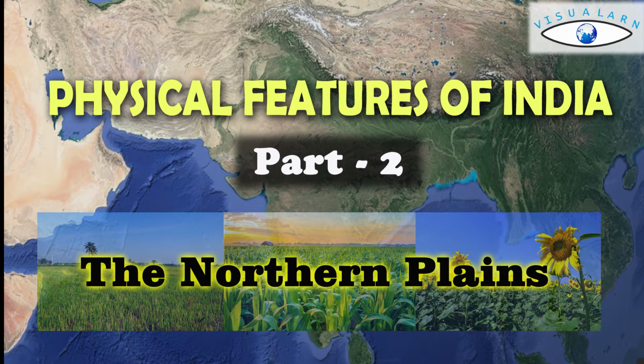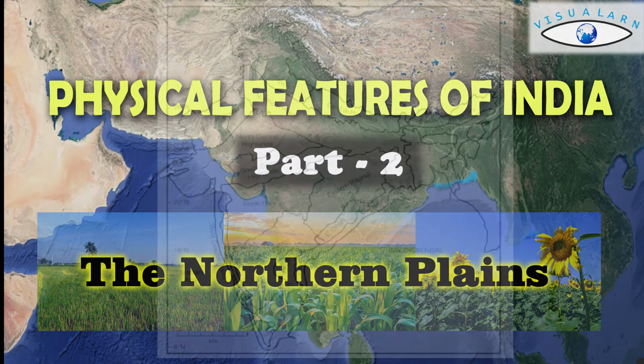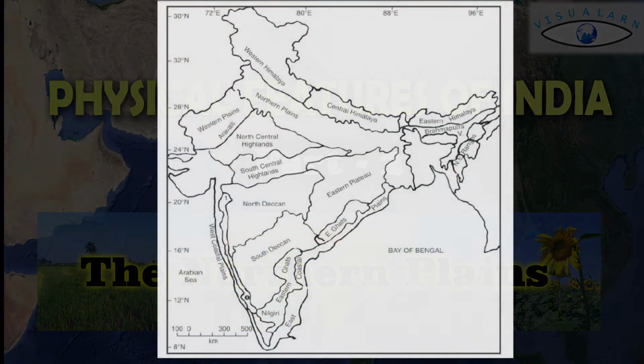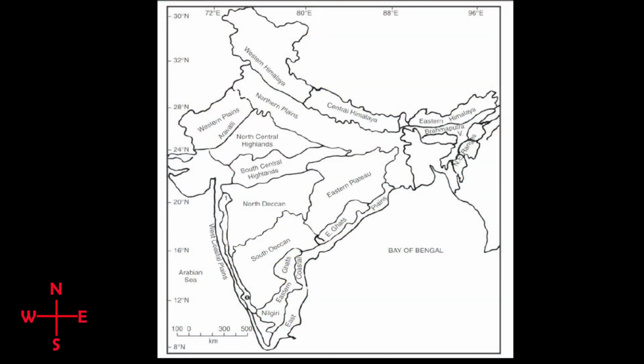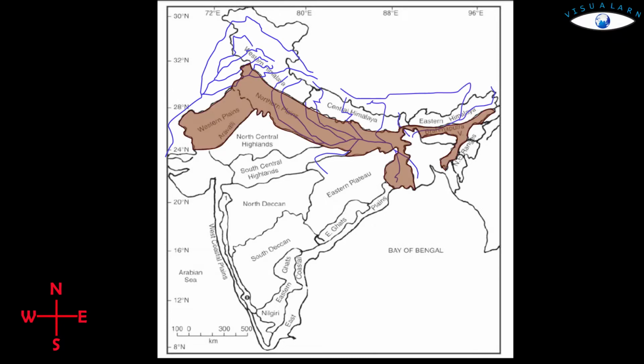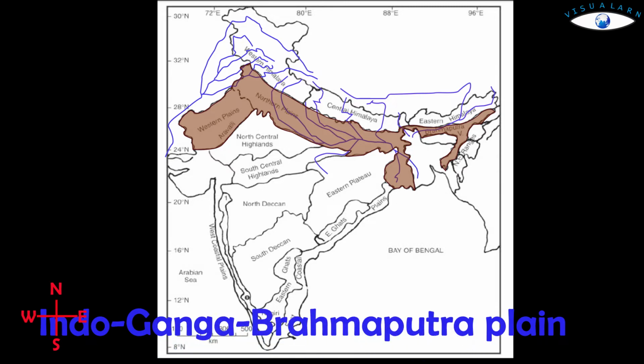The northern plain, located south of the Himalayas and north of the peninsular plateau. The Great Plain of northern India was formed by the sediments brought down by the Indus, Ganga, Brahmaputra and their tributaries, and it is popularly known as the Indo-Ganga-Brahmaputra Plain.